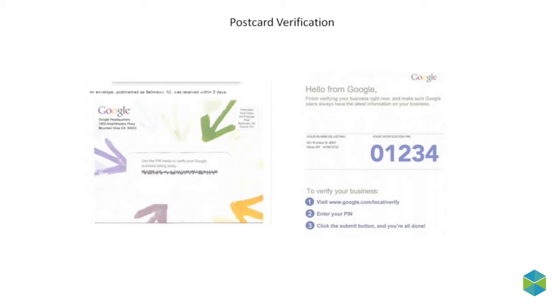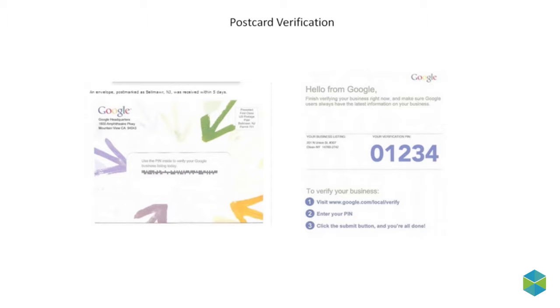If you choose the postcard verification, then you get a real piece of mail sent to you. It usually arrives in about 5 business days, and it looks like this. You can see it kind of looks like junk mail. So whoever gets the mail at your business, you want to make sure that they know to be looking for this and not throw it away.